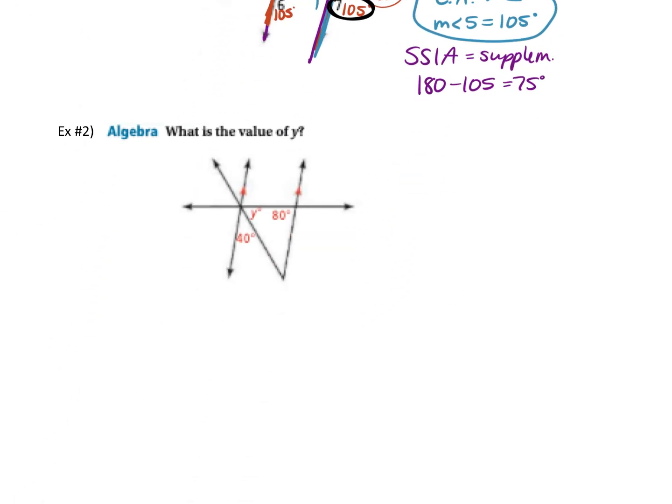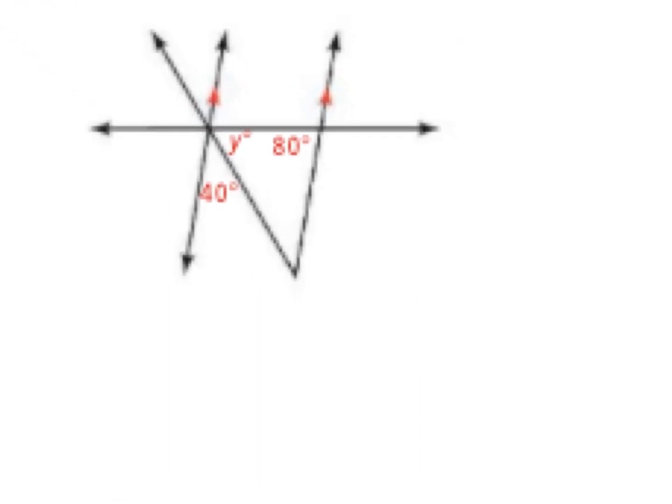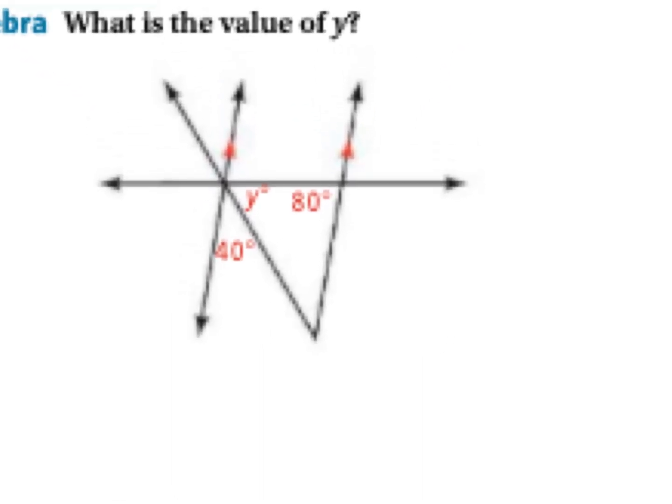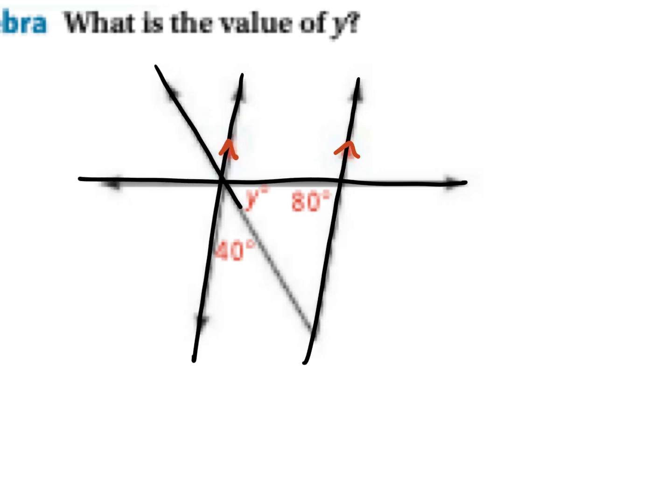Okay, last one. And this one, you kind of have a couple options. Right now, you have parallel lines here. And then you have a couple transversals. You have a transversal that goes this way, and you have a transversal that cuts this way. Depending on how you look at this, you can solve for y a couple different ways. I'm just gonna draw these in a little better for you.